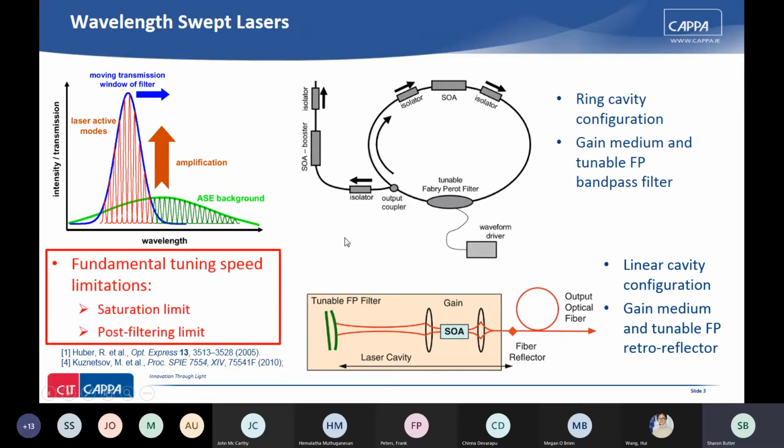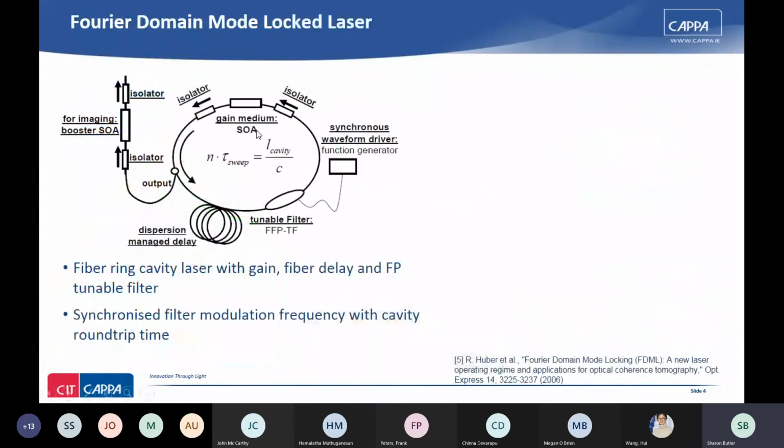So there are fundamental tuning speed limitations in terms of lasing. One is the saturation limit, so there needs to be enough round trips in the filter transmission for the modes to amplify and lase. And there also is the post-filtering limit, so that's when the filter is swept by more than one filter width within one sweep. So if that's the case, then it will block part of the laser light and eventually stop lasing action.